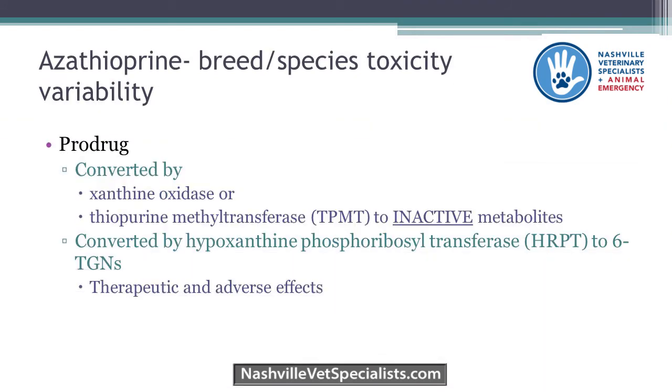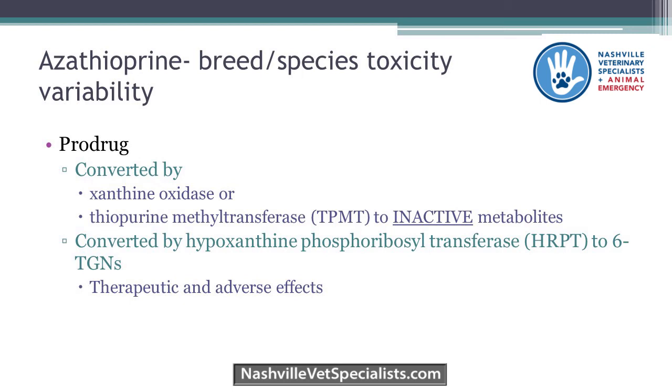And then this stuff might be a little deep, but I think it's interesting, so I'm going to nerd out for a few minutes here. There's a lot of breed and species toxicity variability with this drug. I'm going to show you a pathway, so hopefully a graphic will make it a little bit more fun. There are 3 pathways for this particular drug to get converted. It's either converted by xanthine oxidase or thiopurine methyltransferase, TPMT, to the inactive metabolites. And then the third pathway, HPRT, to its active metabolite.